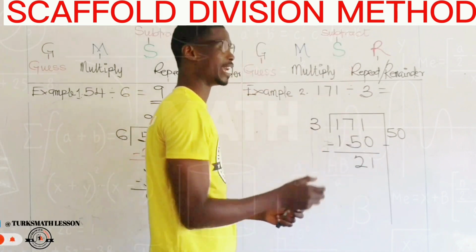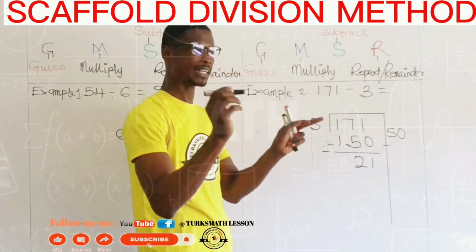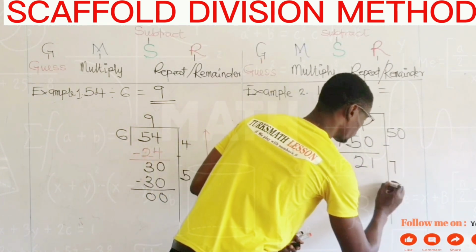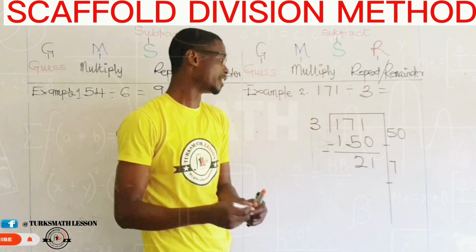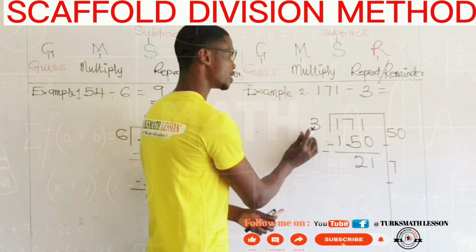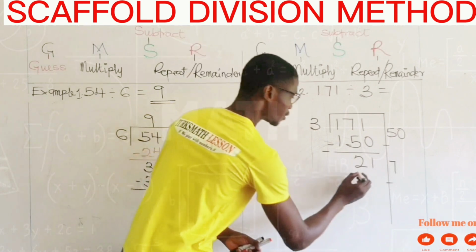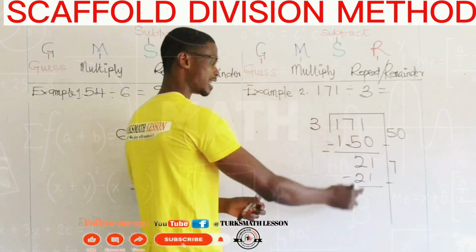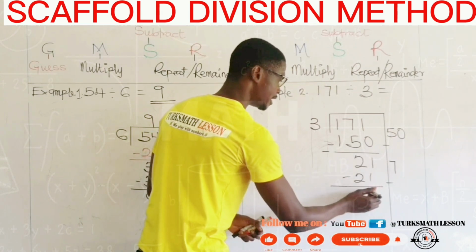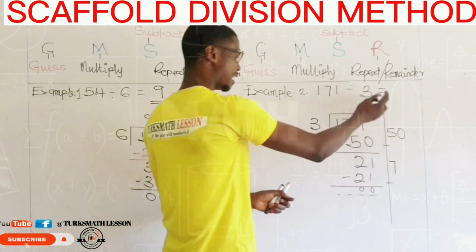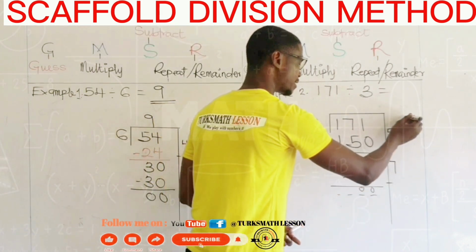7. 7 times 3? 21. 21 is equal to, so I can write my 7. So I put down my 7. Now, what's the next thing? You multiply. So 3 times 7? 21. So you are going to do what now? Subtract. You are going to have what? 0.